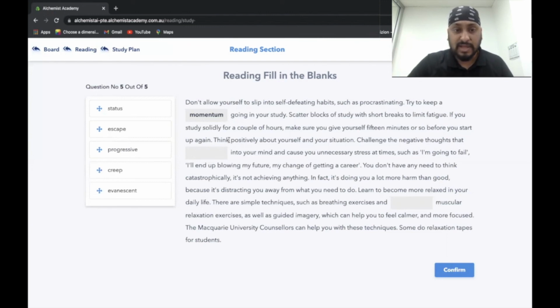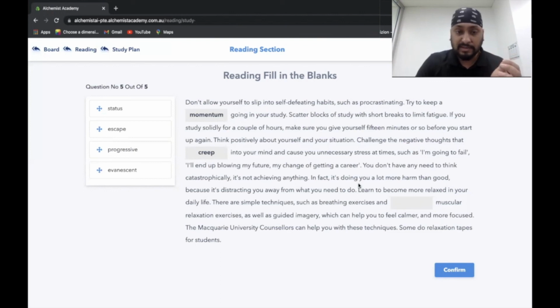Challenge the negative thoughts that dash into your mind. So thoughts can come into our mind, so we need a verb. Escape, no. You do not escape into something. I would say probably creep. So creep into our mind, such as I'm going to fail, I'll end up blowing my future, my chance of getting a career. You don't have any need to think catastrophically. It's not achieving anything. In fact, it is doing you a lot more harm than good, because it is distracting you from what you need to do.